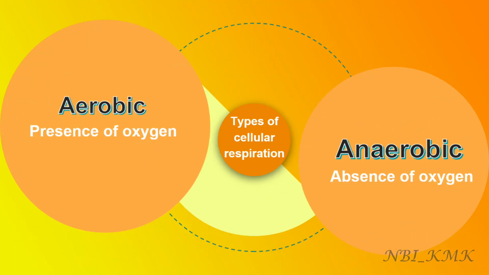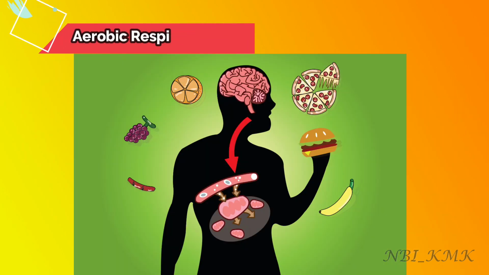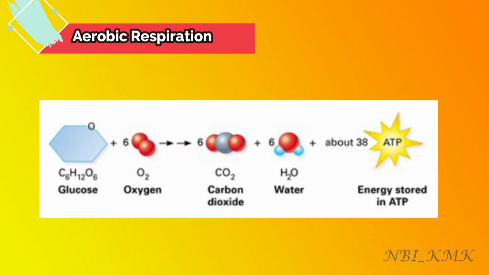There are two types of cellular respiration, which are aerobic and anaerobic respiration. But in this lesson, we just focus on the overview of aerobic respiration. Aerobic respiration releases energy in cells by breaking down food substances in the presence of oxygen. It is represented by this simplified equation. Aerobic respiration involves 4 steps.